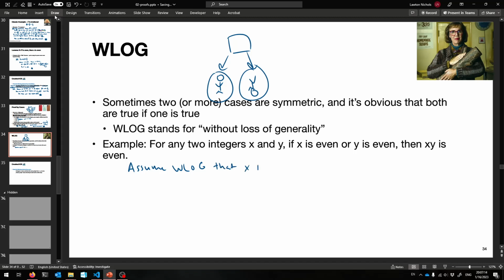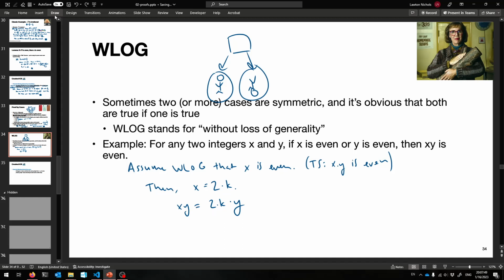X is even, and then I have no information about y. I'm assuming that x is the one that's even. I just know that y is an integer at this point. What I need to show is that xy is even based on that. To show x times y is even, let's get that pretty quickly from the definition of things. So if I know that x is even, then x is equal to 2 times k for some integer k. What does that mean about xy? Xy is equal to 2 times k times y, right? Because that's what x is.